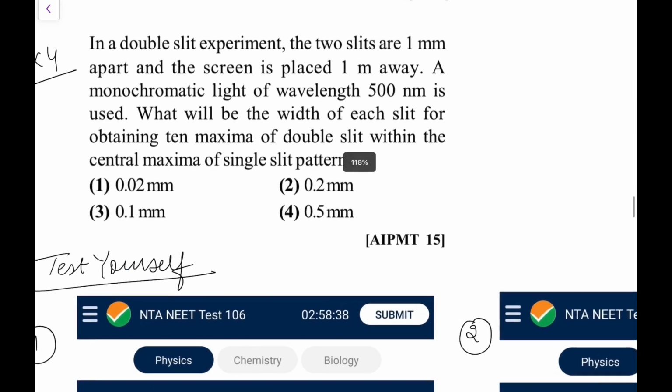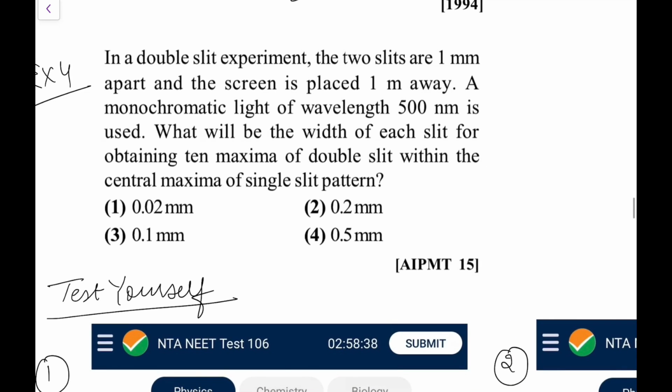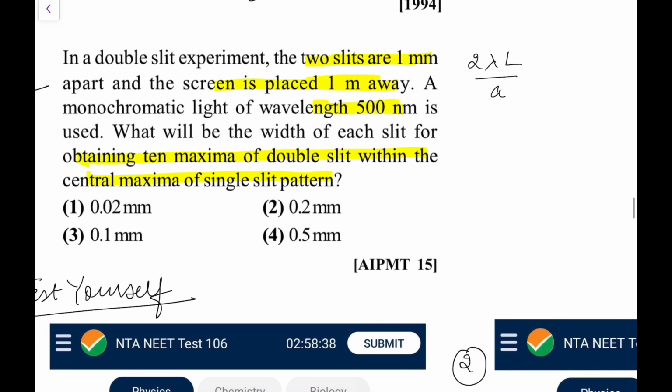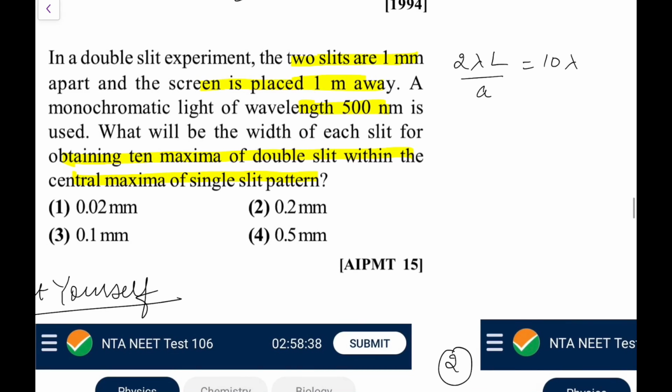Next one. In a YDSE, two slits are 1 mm apart and the screen is 1 meter away. A light of wavelength 500 nano is used. What would be the width of each slit for obtaining 10 maxima of double slit within the central maxima of single slit? So within the central maxima of single slit, that is 2 lambda L by slit width a, and it should contain 10 maxima of double slit. So 10 maxima means simply 10 lambda L by d, that is what you can say.